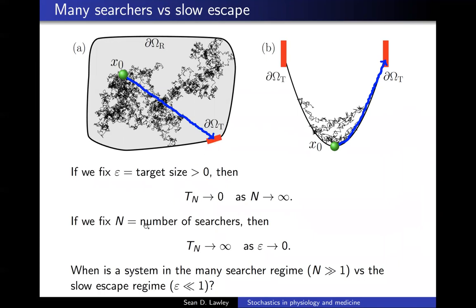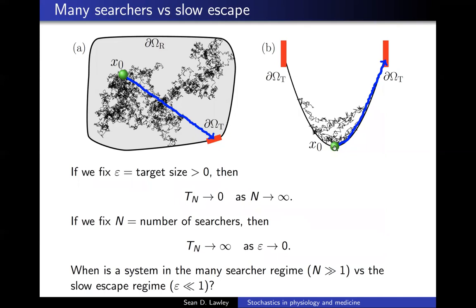On the other hand, if I fix the number of searchers to be anything I want, and I take the size of the target to 0, then the fastest first passage time vanishes. A similar thing holds here: I have diffusion in a potential well, so effectively you have a drift pushing towards the center of the well, and the same sort of story holds, right?